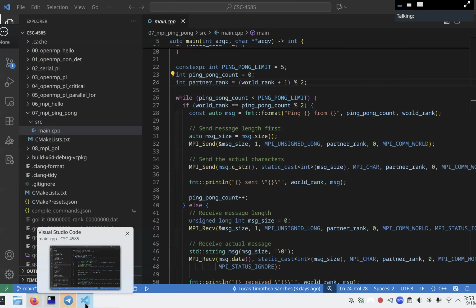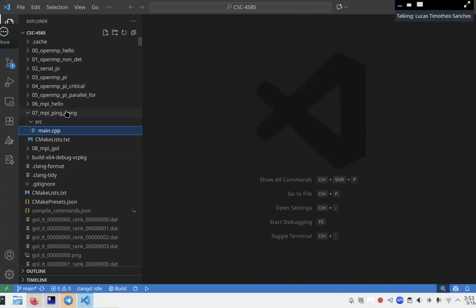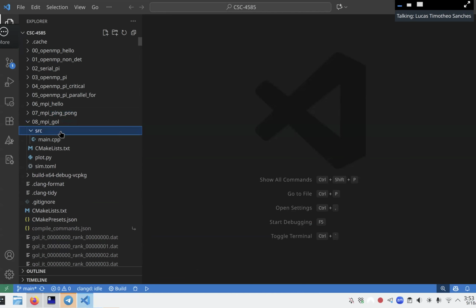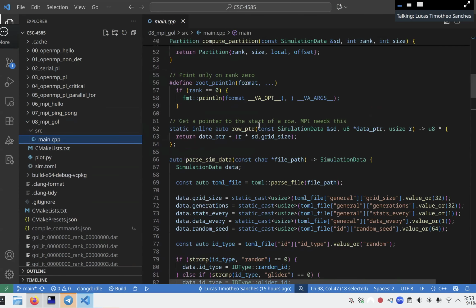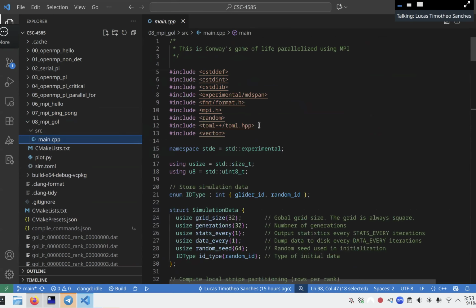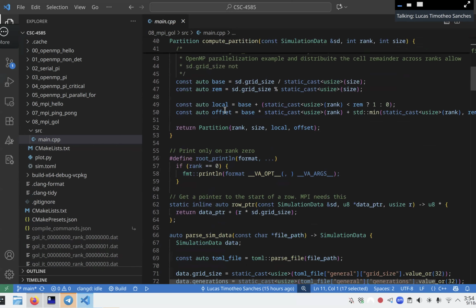So let's look at some code. And let's go straight to the Game of Life source code. All right. So every MPI program will begin by including MPI.h, right? This is a purely runtime library. This is what's going to give you access to all of the MPI function calls that you might want to have.